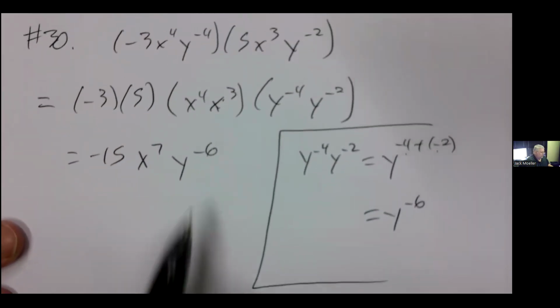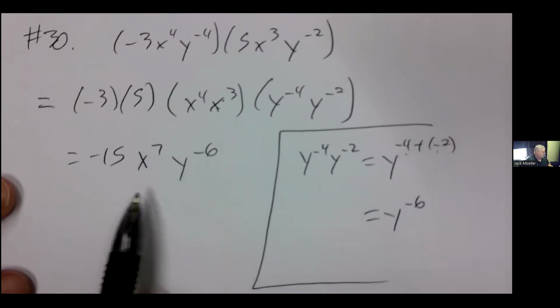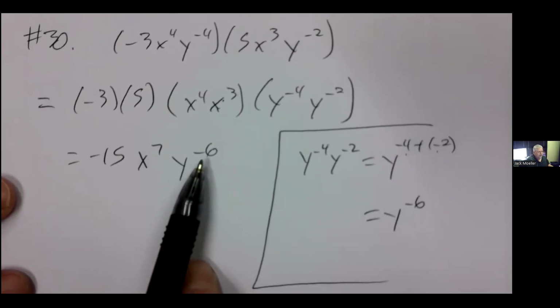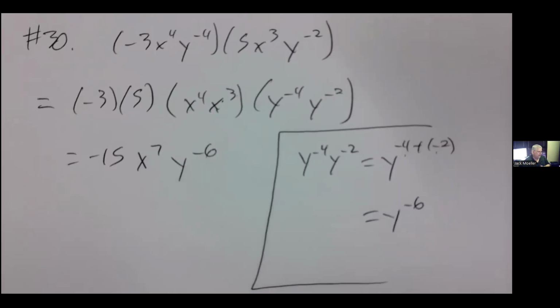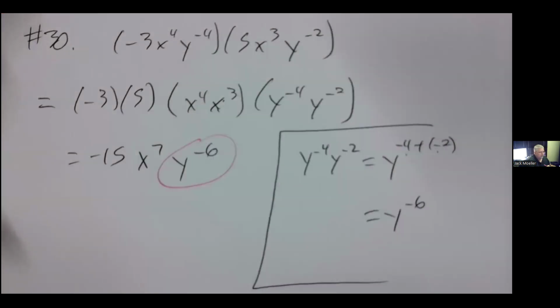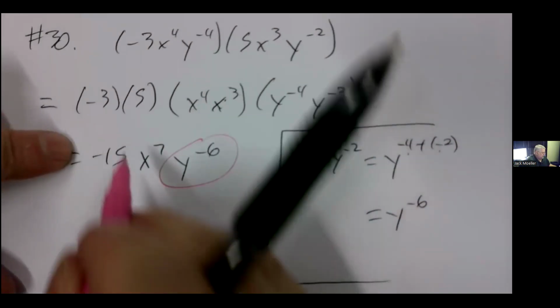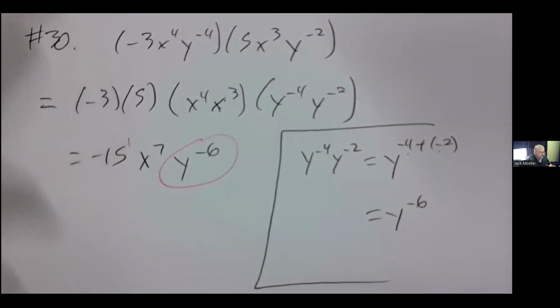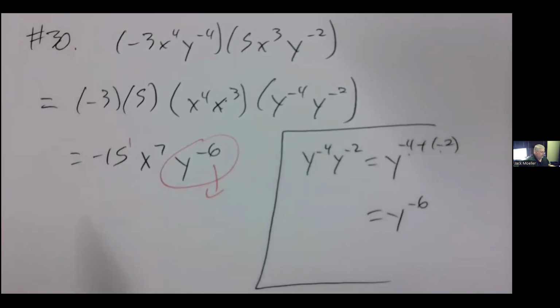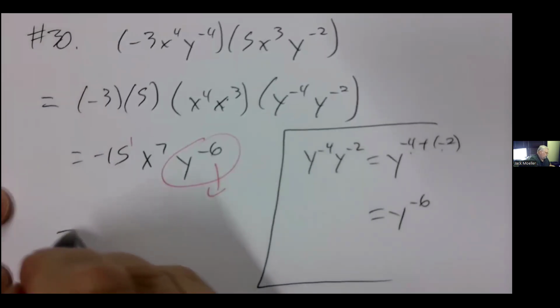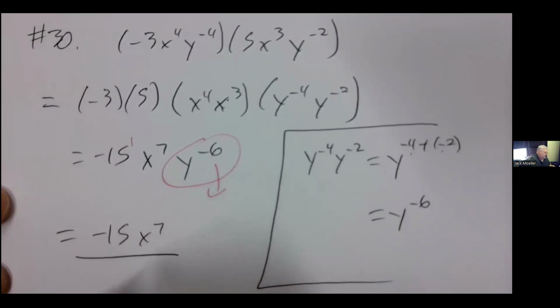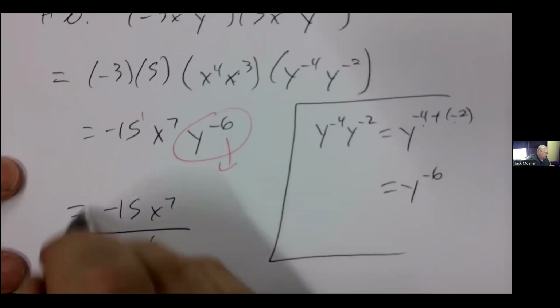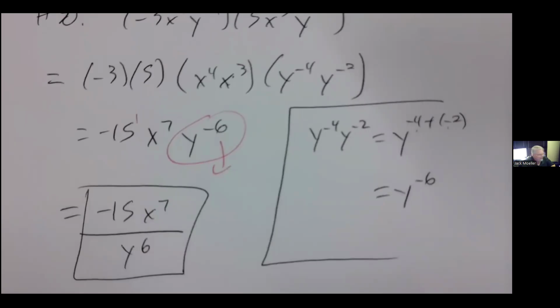And so now, are we done? Almost, but we can't stop when there are negative exponents in the answer. So we have a negative exponent, so something's going to get flipped. What gets flipped? Only the term that has a negative exponent. Negative 15 x to the 7th has a positive 1 exponent, so only the y is going to get flipped. That means we have negative 15 x to the 7th in the numerator, and now y to the positive 6 in the denominator. Don't do anything else, because those x's and y's are different variables, so you cannot combine their exponents.